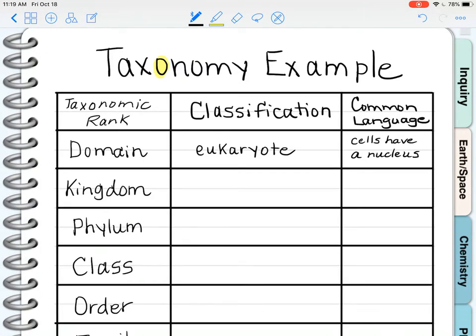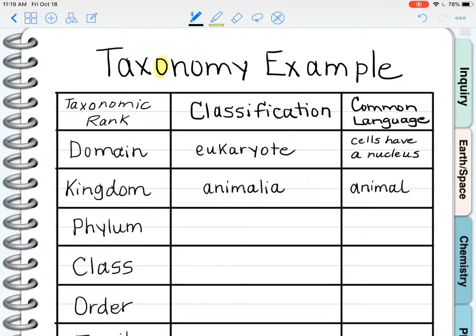So then I tell you that the kingdom is Animalia. Well, that means animal. So now I've told you that the cells have a nucleus, and this is an animal. It is not a plant. So we can rule out every plant on the planet because it is not in the plant kingdom. So that helps a little bit. At least we know it's not an oak tree that I'm describing. It is an animal.